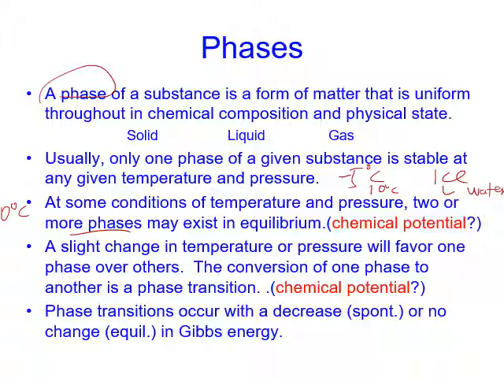The second law tells us that a phase transition occurs when the Gibbs energy decreases, so delta G less than 0. Two phases can exist at the same time when delta G equals 0.